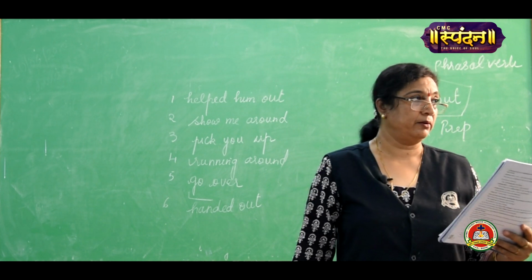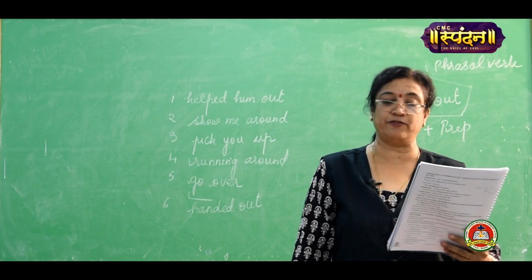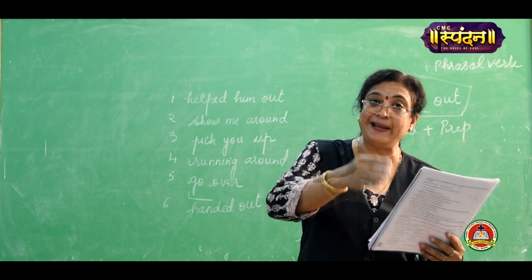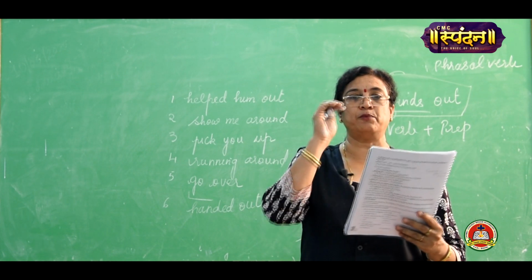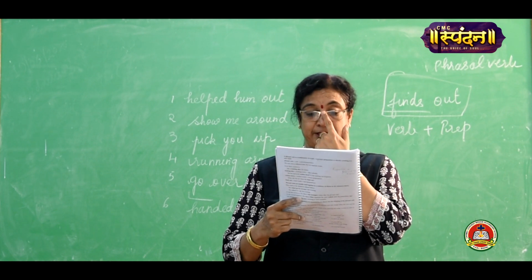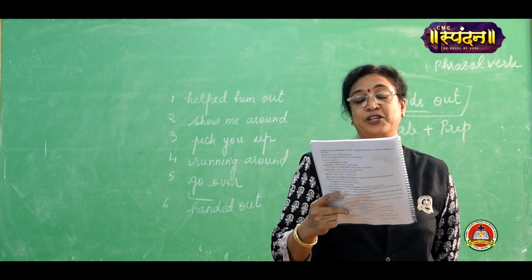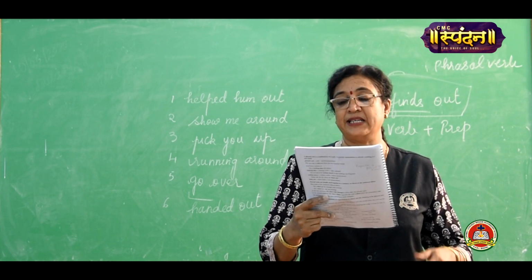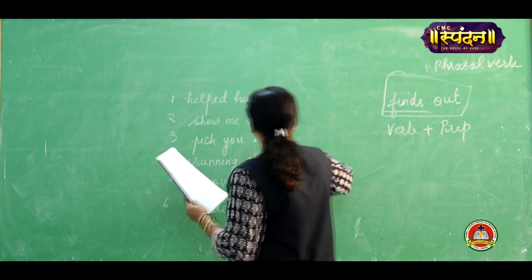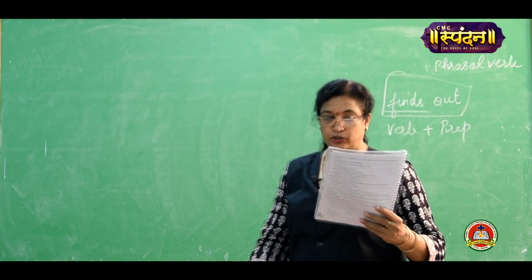Now the second exercise: rewrite these sentences using appropriate phrasal verbs in place of the words in bold. Bold words are given, so you have to replace them with a phrasal verb. When the bold word is given, you will not write that word, but instead you are going to use a phrasal verb. The meaning of the sentences should not change. The words in brackets are clues. So be careful when you are doing this. I'll show you how to write the first one, and the rest you can do on your own.